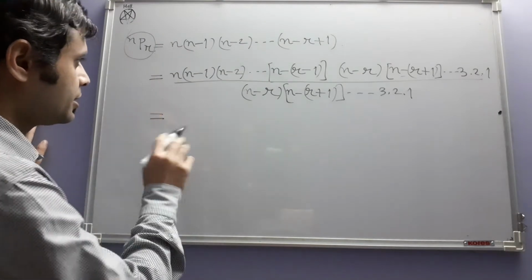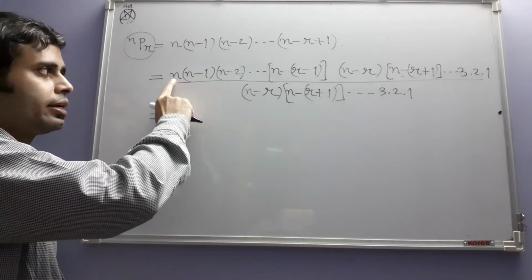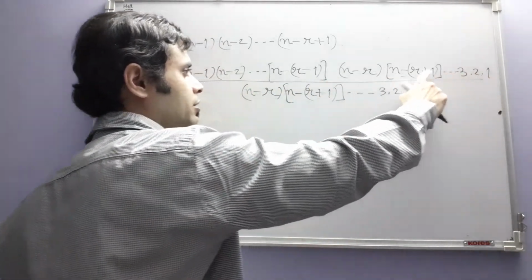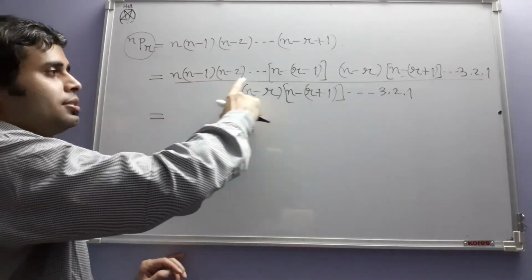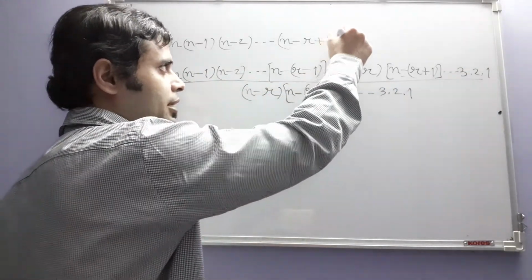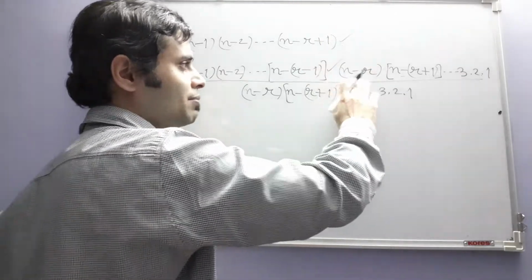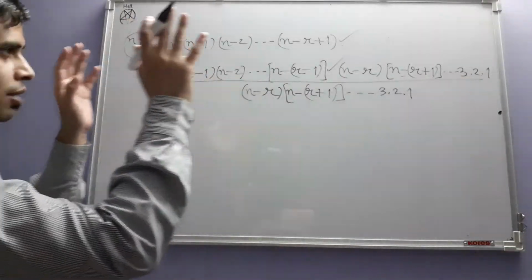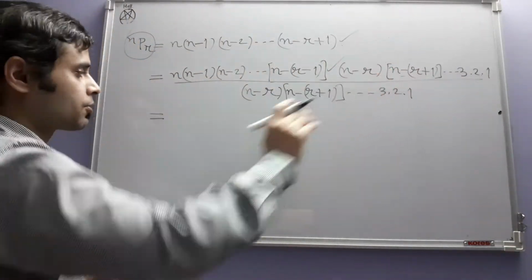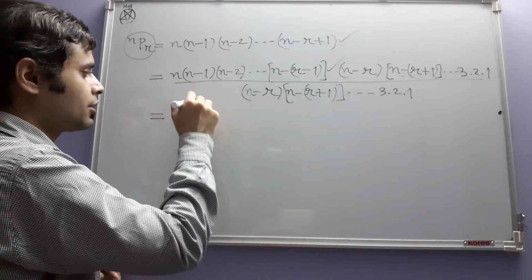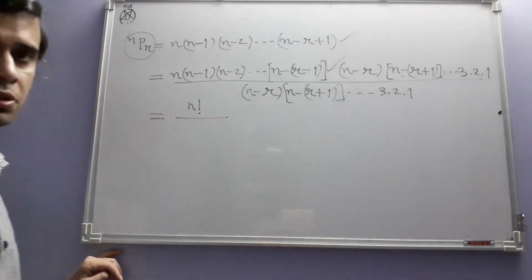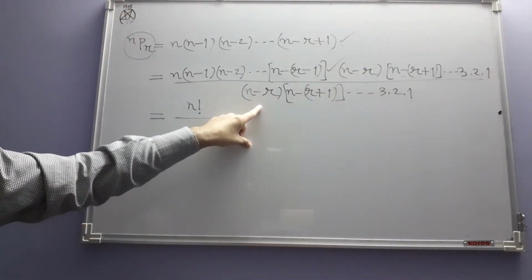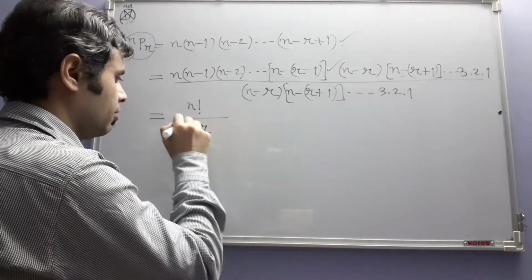Okay, now what is the numerator? The numerator is actually the product of all the natural numbers starting from 1 all the way to n. You see, in writing NPR we stopped here, but now we have the missing numbers. So everything from 1 through n is available in this product, which is what? Which is n factorial, by the definition of factorial. In the denominator also, we have a factorial, n minus r factorial.